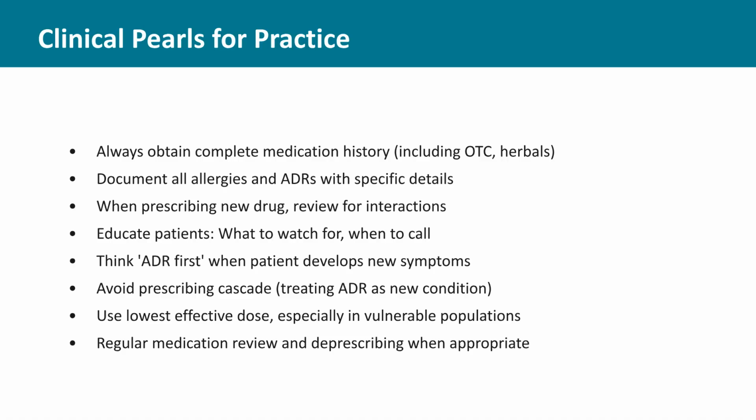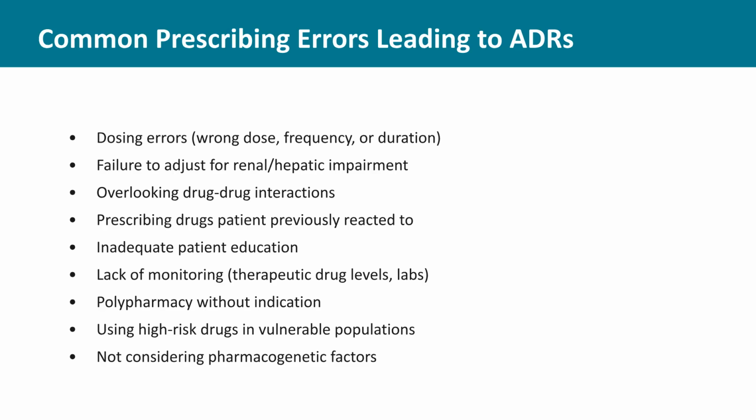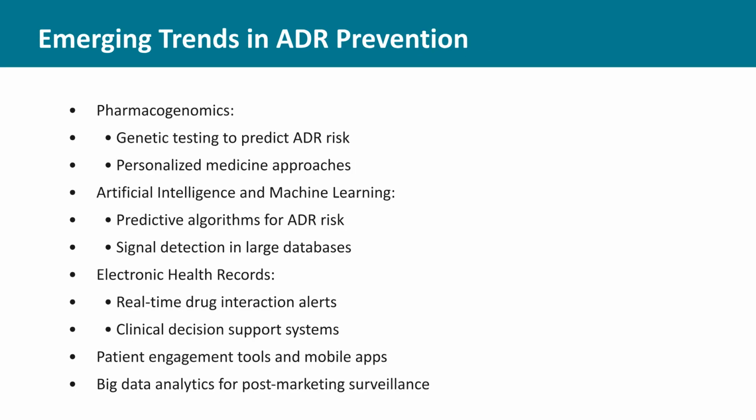Common prescribing errors leading to ADRs include dosing mistakes, failure to adjust for organ impairment, overlooking drug interactions, and inadequate patient education and monitoring. Emerging trends in ADR prevention include utilizing pharmacogenomics for genetic testing and personalized medicine approaches to predict risk factors. Artificial intelligence and electronic health records are enhancing safety through predictive algorithms for ADR risk, real-time drug interaction alerts, and robust signal detection in large data sets.